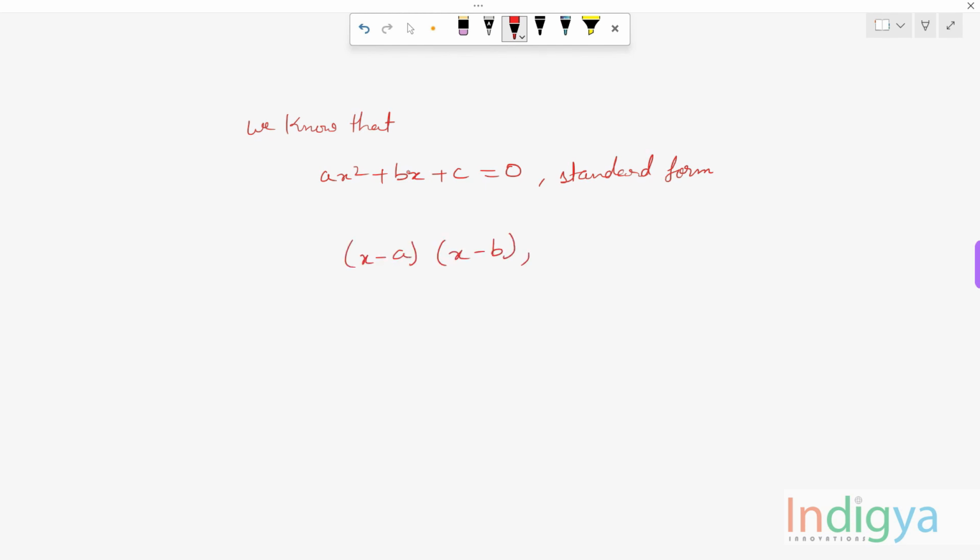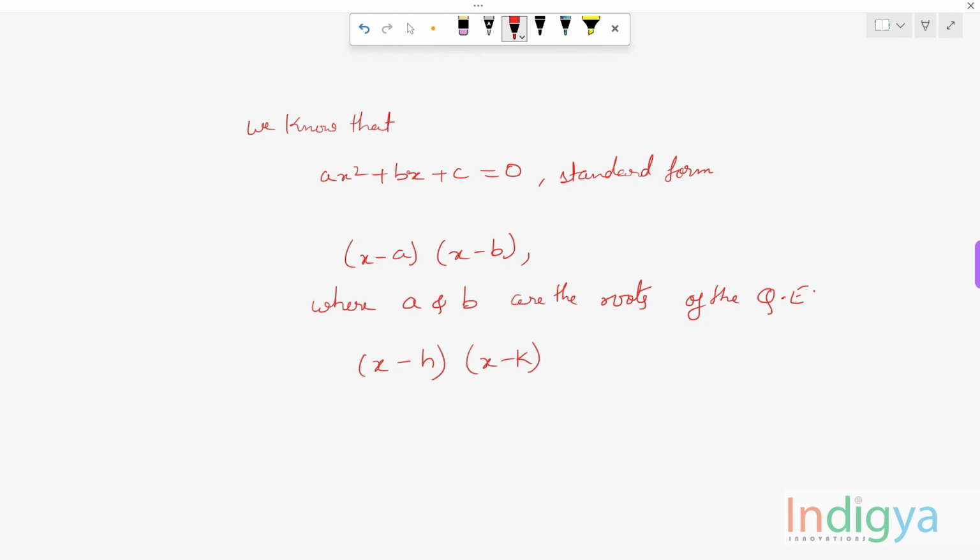We'll try to understand this method with the help of a question. We know that ax square plus bx plus c is equal to 0 is the standard form of a quadratic equation. In the factoring method, we simply factorize the quadratic equation as a product of its linear factors, which would be x minus a times x minus b, where a and b are the roots of the quadratic equation. In some books or other study materials, you could find the linear product written as x minus h times x minus k.